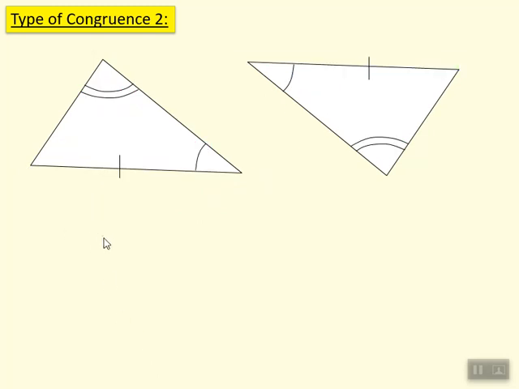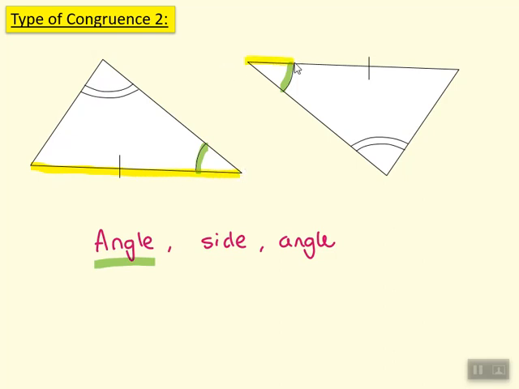So the thing to look for is angle, side, angle. So let's just go through how to use this rule. First of all, if you have an angle that matches an angle in another triangle, that's the angle. And then if you have a side coming off that angle, matching a side coming off the same angle in the other triangle.